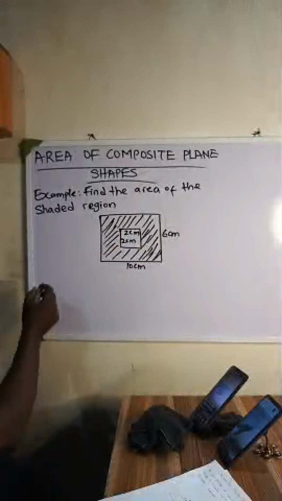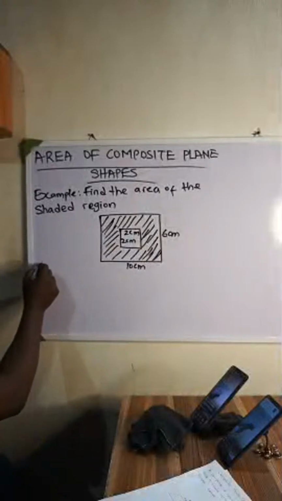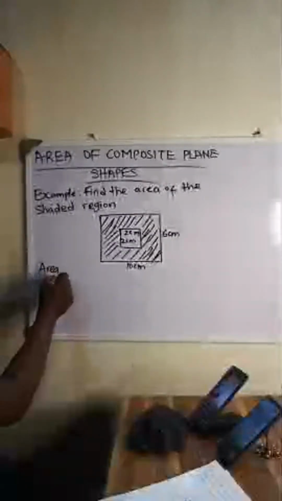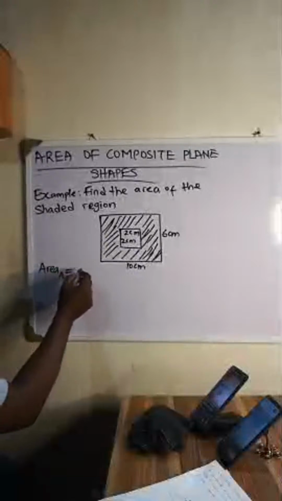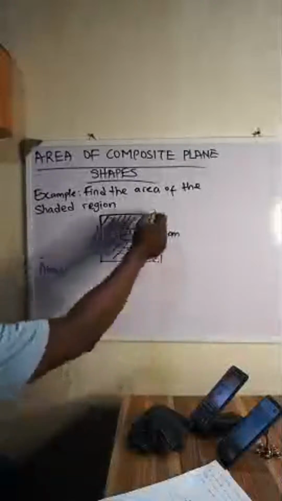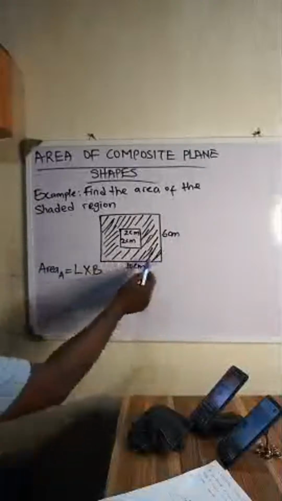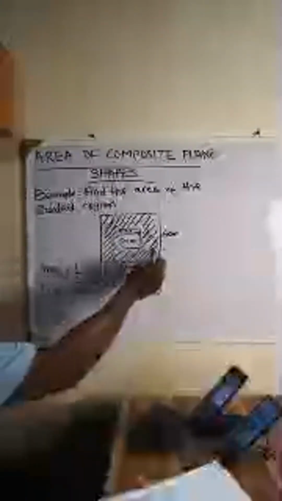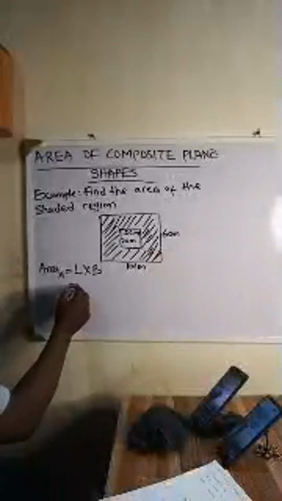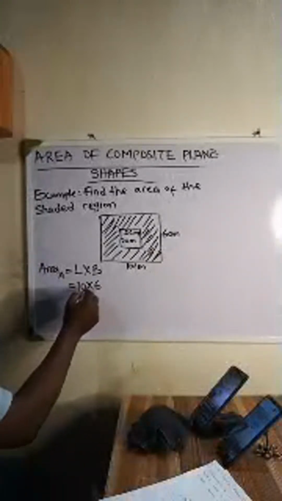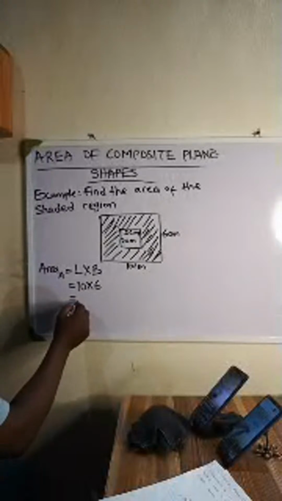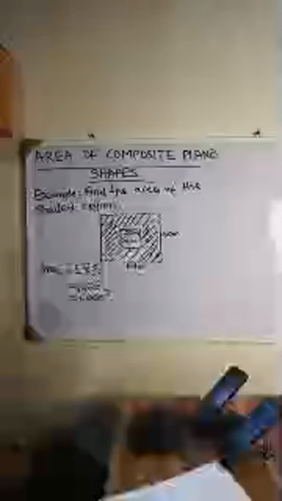Area A is equal to, this larger area is a rectangle, so it's length multiplied by breadth. The length is 10 centimeter, the breadth is 6 centimeter, so it's going to be 10 multiplied by 6. 10 multiplied by 6 is equal to 60 centimeter square.